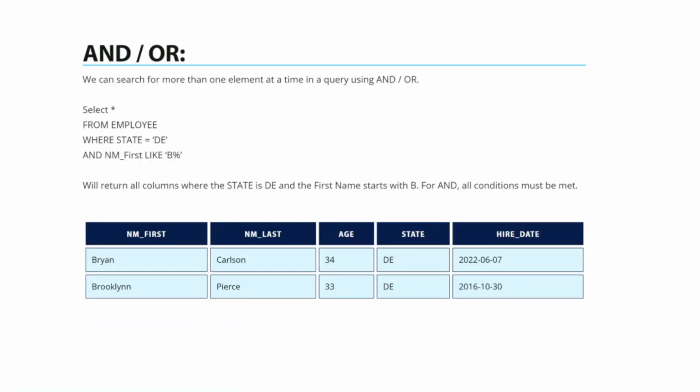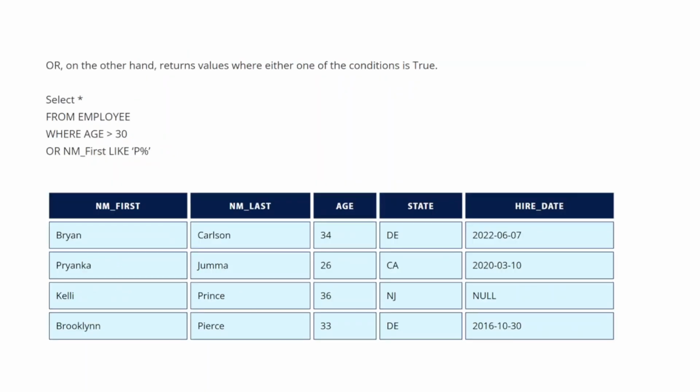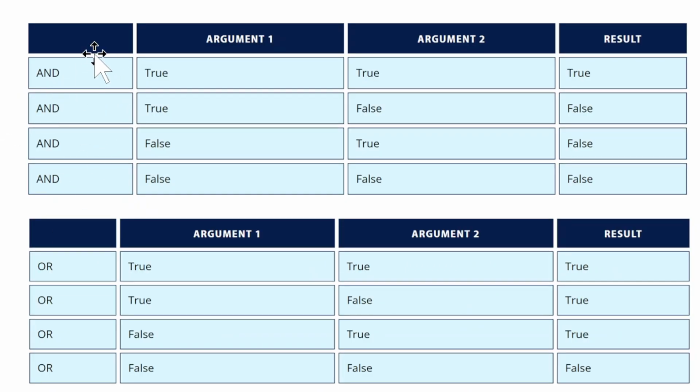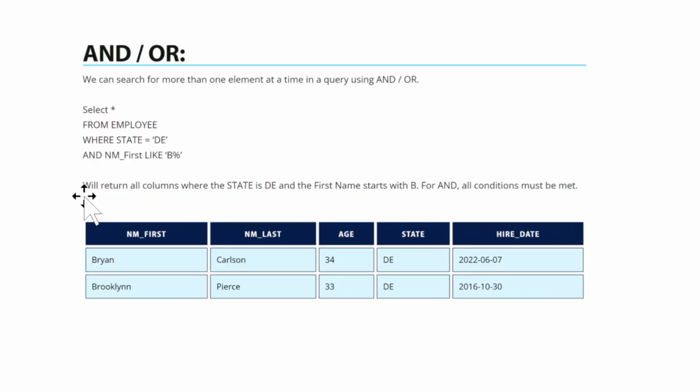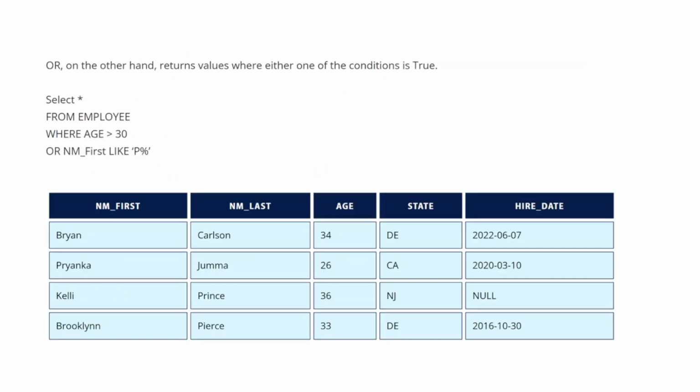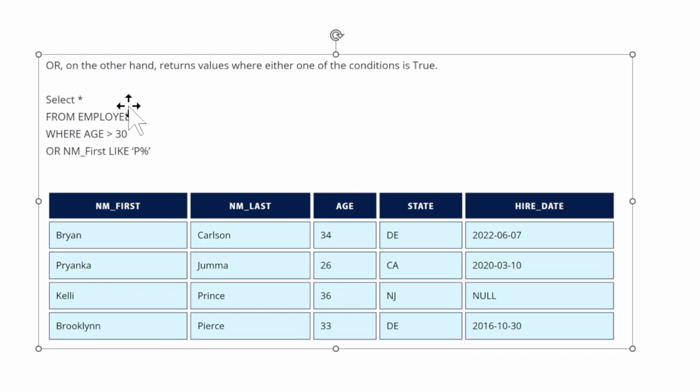Let's go back to here. So remember from the arguments, if argument one is true and argument two is true, you're true. The only way your and statement is true is if both apply. So a person has to be from Delaware and their name has to start with B. In this example, or their age has to be above 30, or their name can start with P. So you have Priyanka, who's only 26, but her name starts with P, so that's okay.